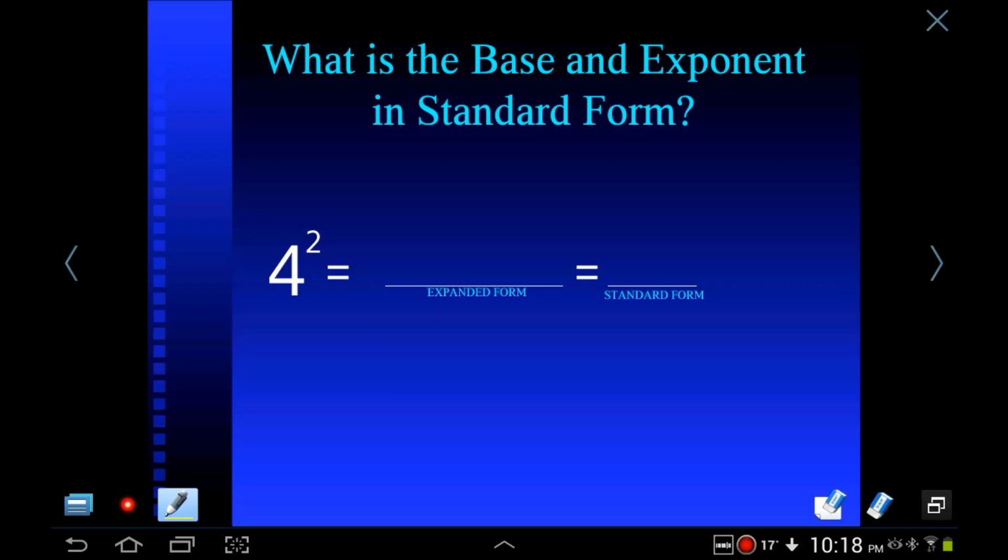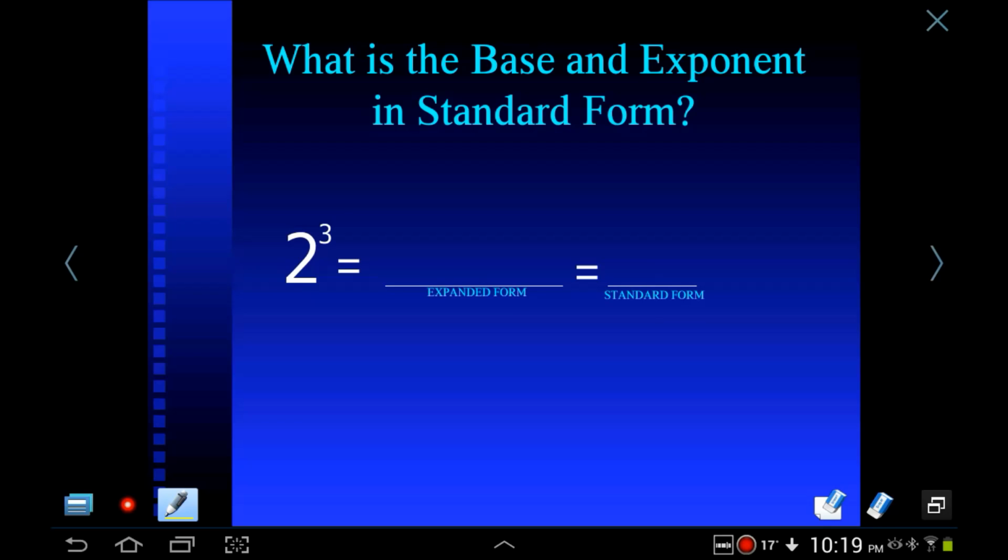Standard form is when you take something like this, 4 squared, you write it out as what it would look like as a multiplication problem. So 4 squared means 4 times 4. So that's the expanded form. Standard form of 4 squared is going to be what that equals. So 4 times 4 is 16. That's like your product, basically. What did that all multiply out to? And we get 16.